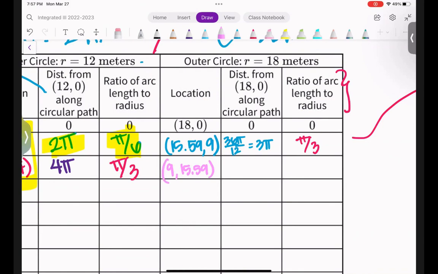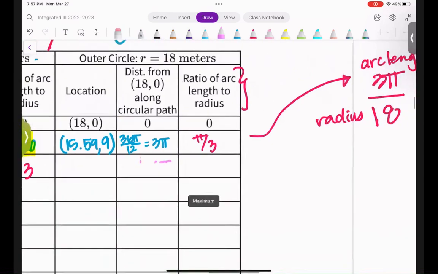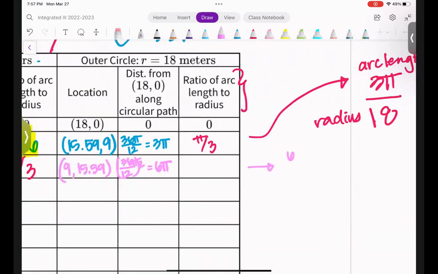And then we're going to do that same calculation. We're going to go 36 pi divided by 12, but this time we're multiplying by 2 because we have 2 sections. So 36 pi divided by 12 is 3 pi times 2. Yeah, this is 6 pi, right? And according to this, you just told me to do the ratio of 6 pi divided by 18, because that 18 is our radius, and this becomes pi over... did I do that wrong?